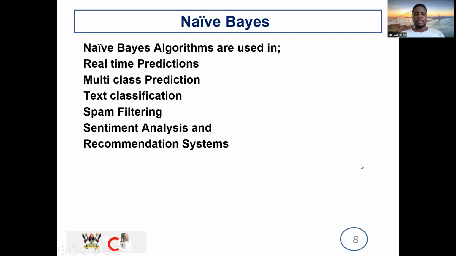Naive Bayes is used in real-time predictions, multi-class prediction, text classification, spam filtering, sentiment analysis, and recommendation systems.